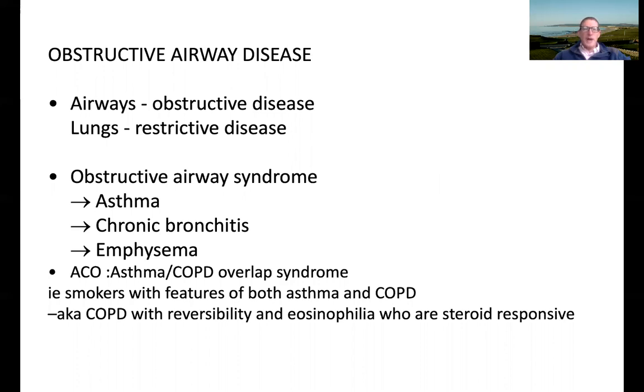The obstructive airway syndrome can be divided into three distinct pathological entities, namely asthma, chronic bronchitis, and emphysema. And there's another phenotype called ACO, or asthma COPD overlap syndrome, which we will go into later on. But basically, these are COPD patients who've got some reversibility to bronchodilator with a degree of eosinophilia who are responsive to steroids.